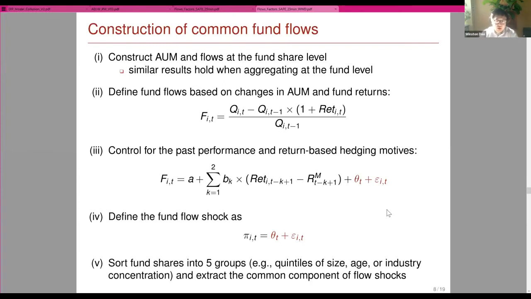Given this, we sort all these fund shares into 5 groups, either according to the quintiles of size, or quintiles of age, or quintiles of industry concentration. The paper we show is amazingly robust. We have almost exactly the same result if we sort into 5 groups according to different characteristics of the funds. And then we extract a common component of fund flow shocks.